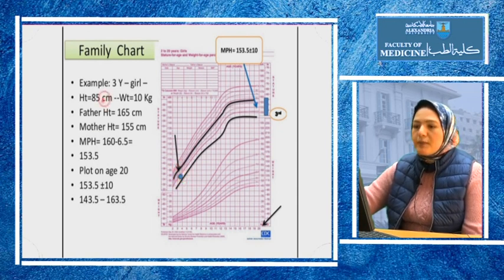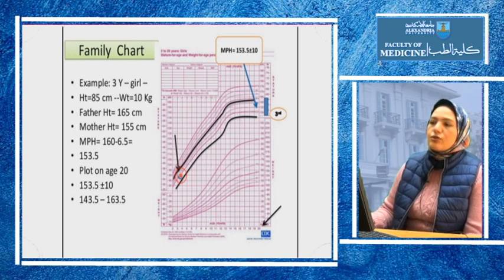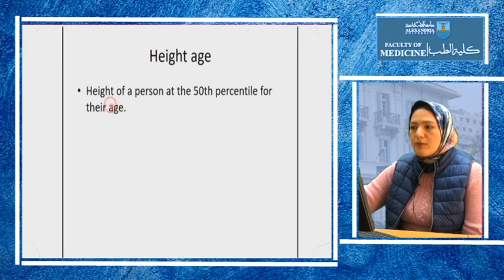The next step is calculation of the parental height. The father's height was 165, the mother's 155, and the mid-parental height equals 153.5. We plot it against the growth chart at 20 years, plus or minus 10, to give the mid-parental height on this chart. After plotting the mid-parental height and calculating the family chart, the patient lies above the third percentile for her family, so this is a case of familial short stature.